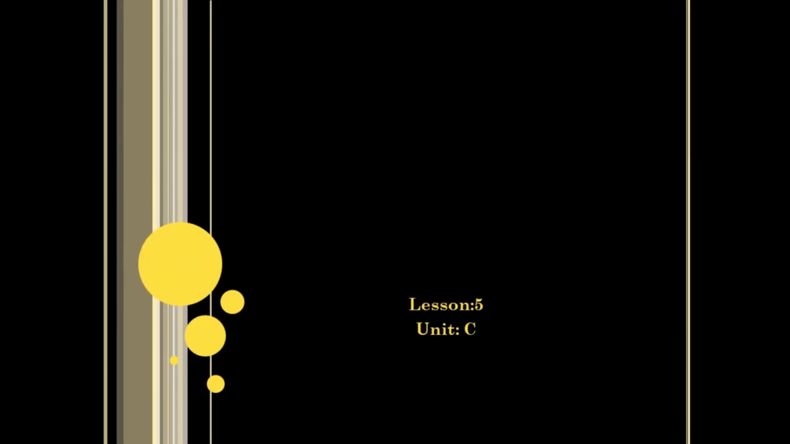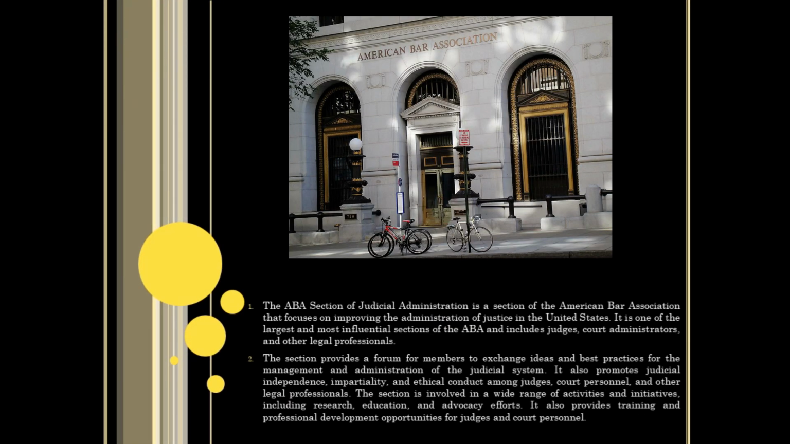Lesson 5. Unit C. ABA Section of Judicial Administration. 1. The ABA Section of Judicial Administration is a section of the American Bar Association that focuses on improving the administration of justice in the United States.